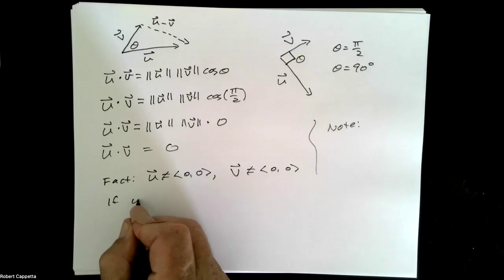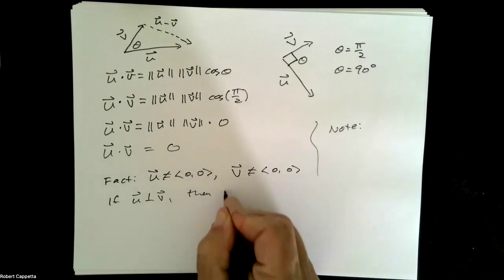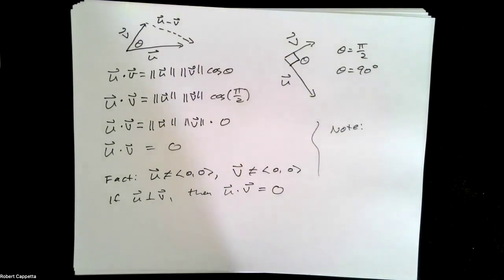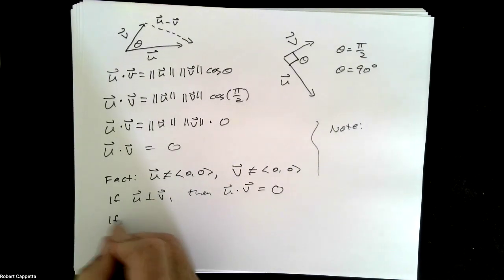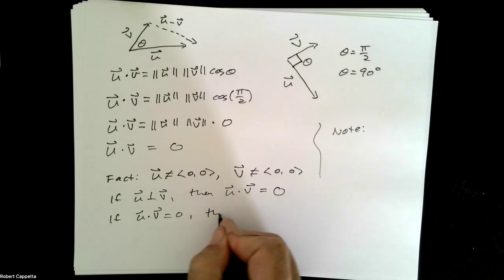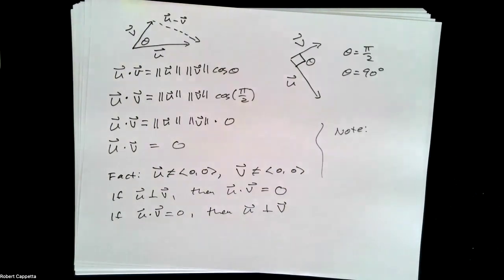If u is orthogonal to v, then u dot v is 0. And similarly, if u dot v is 0, then u is orthogonal to v. So something for us to think about, it's essentially an equivalence, at least for non-zero vectors, that if the dot product is 0, the two vectors are orthogonal. If the two vectors are orthogonal, then the dot product is 0.